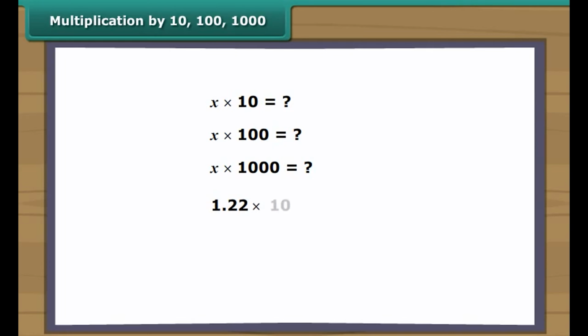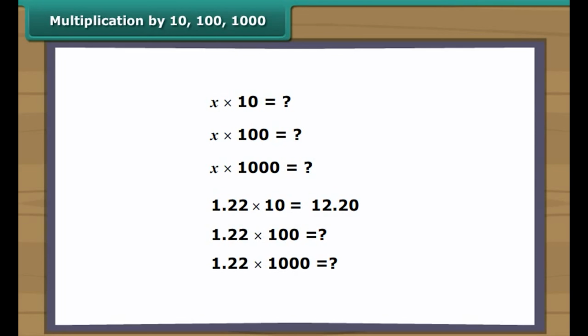Multiplication by 10, 100, 1000. What happens when a decimal number is multiplied by 10, 100 or say 1000? Come, let us find out. When we multiply 1.22 by 10, we get 12.20. What do we get when 1.22 is multiplied by 100 and 1000? We get 122 and 1220 respectively.